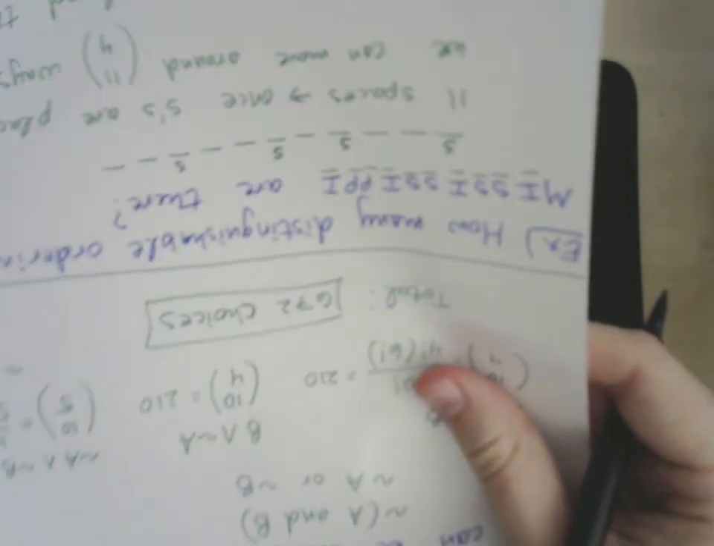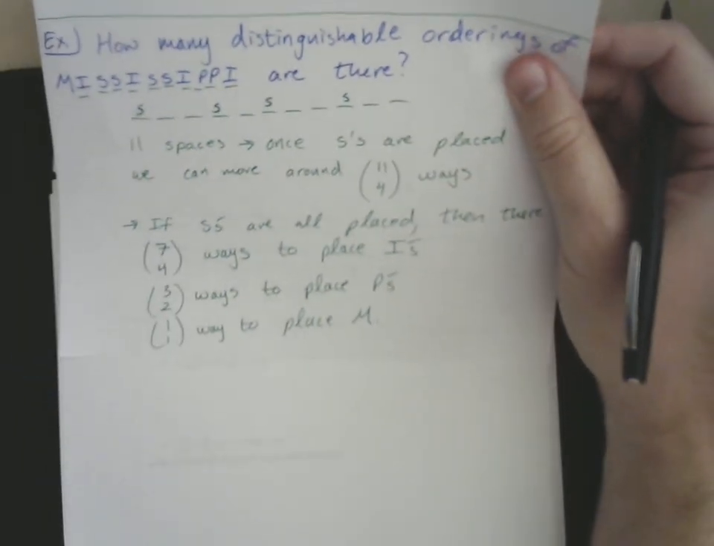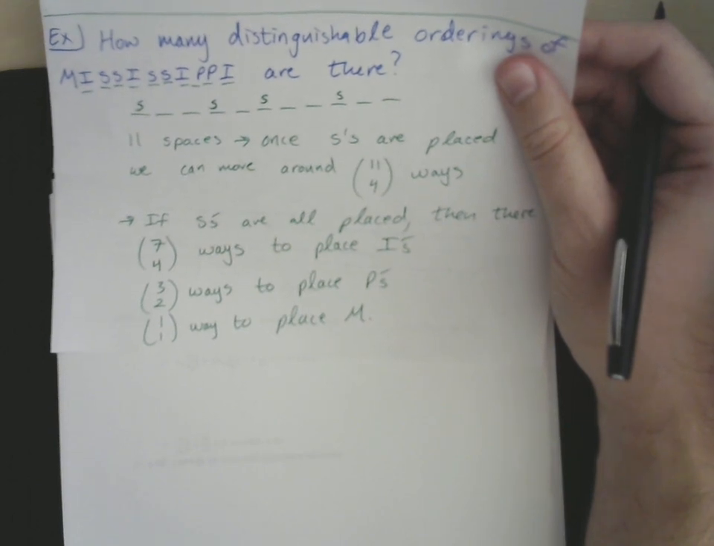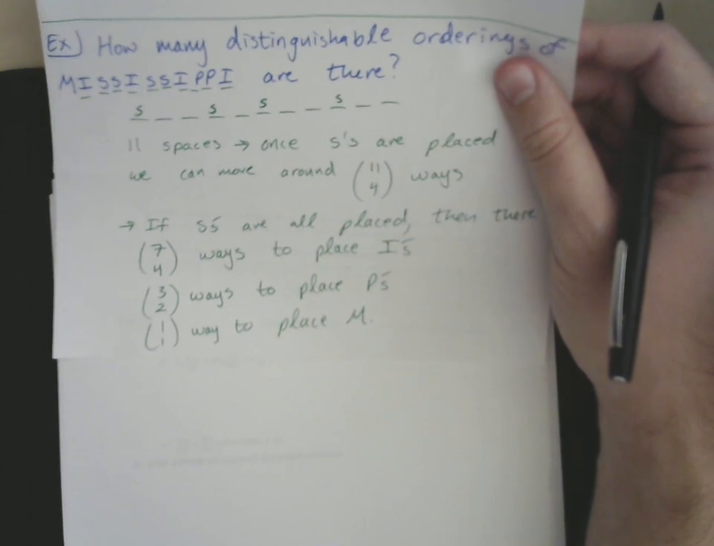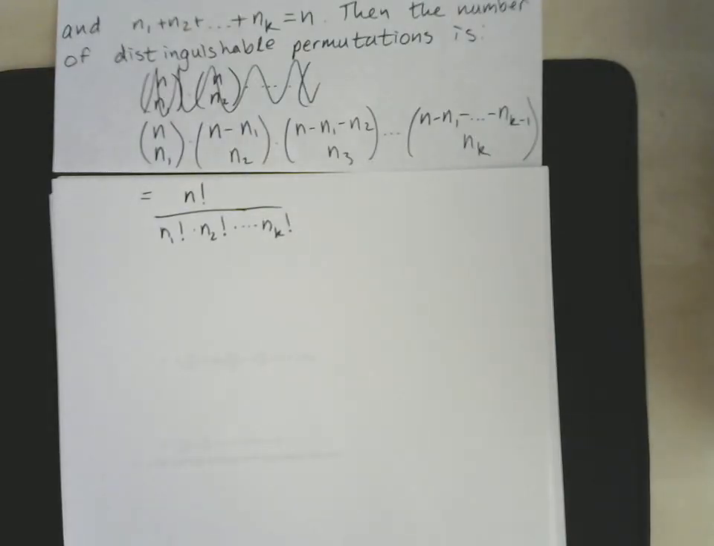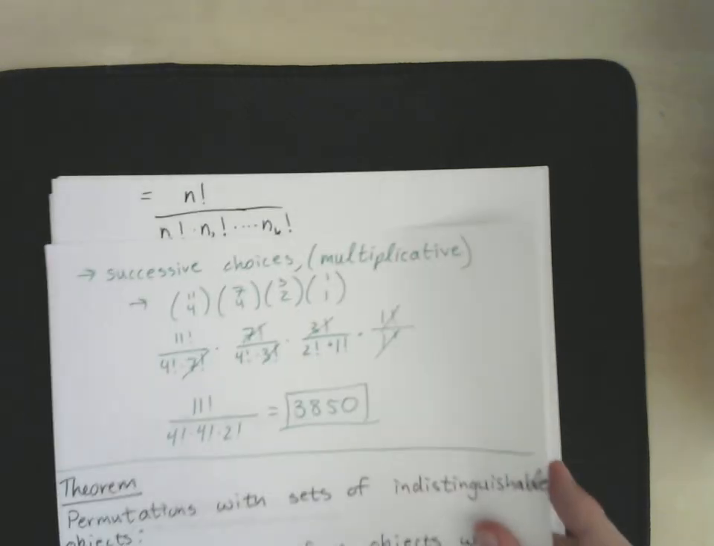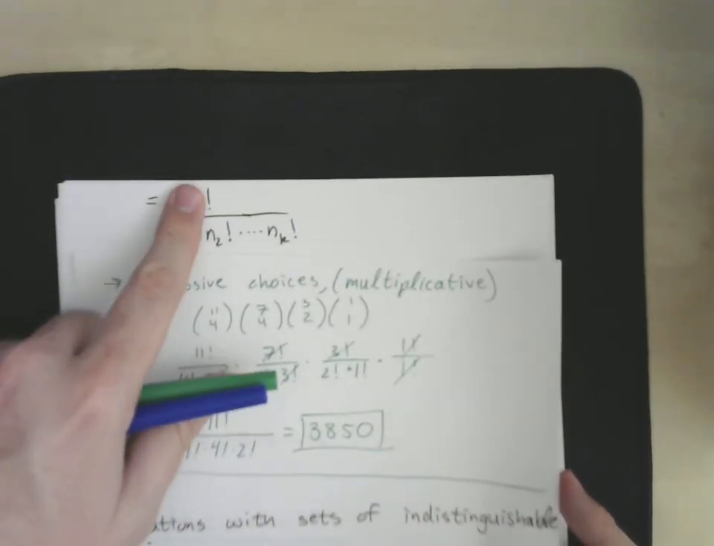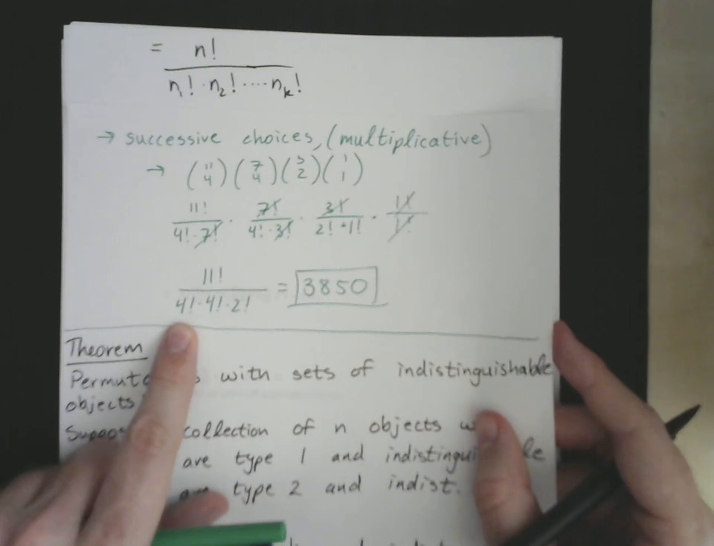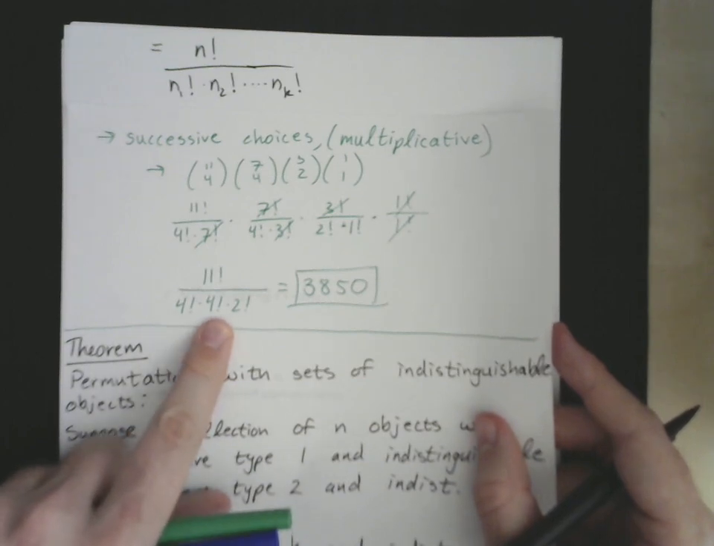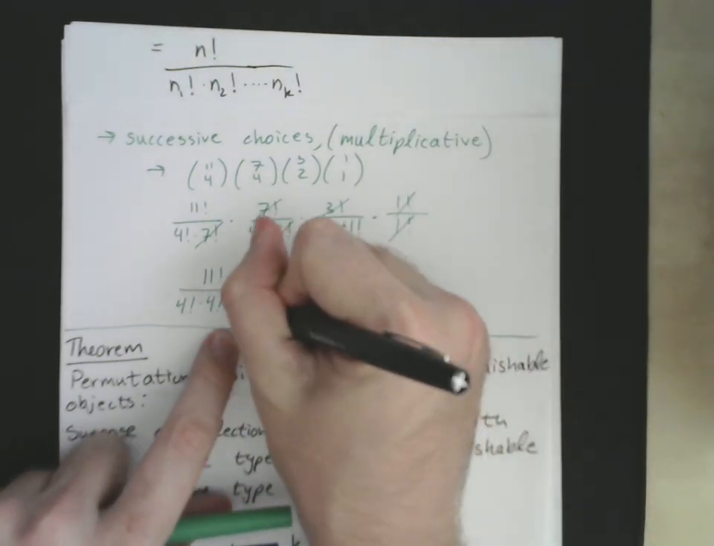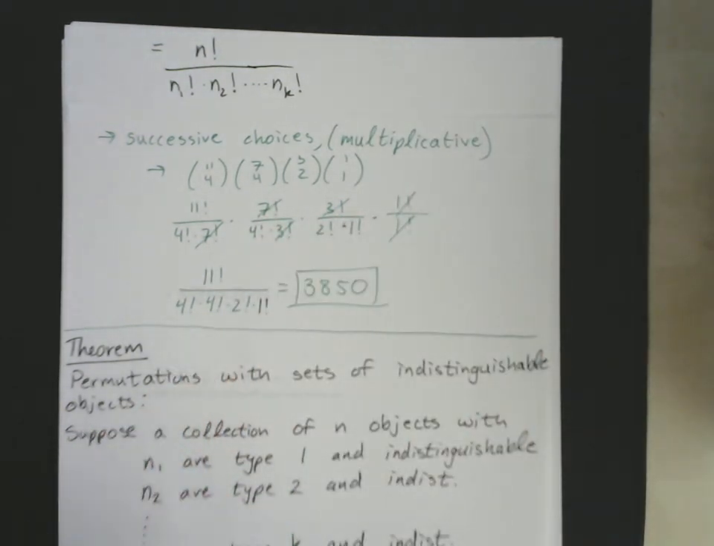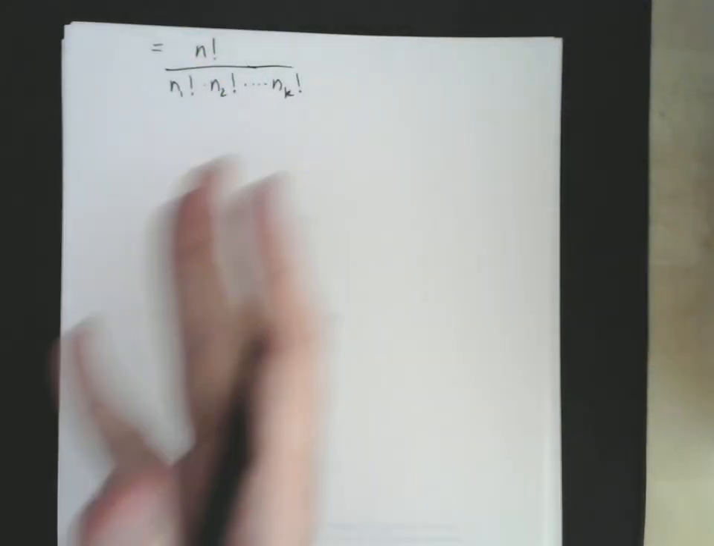So if we flip back to this, we had 11 letters, 4 repeats for S, 4 repeats for I, 2 repeats for P, and 1 repeat for M. And our final answer that we got, 11 factorial, which is n factorial, over 4 factorial, 4 S's, times 4 factorial, 4 I's, times 2 factorial, 2 P's, and 1 factorial is 1, so I just didn't write it. But there is technically a 1 factorial hiding there. So that's exactly how it works using this theorem.